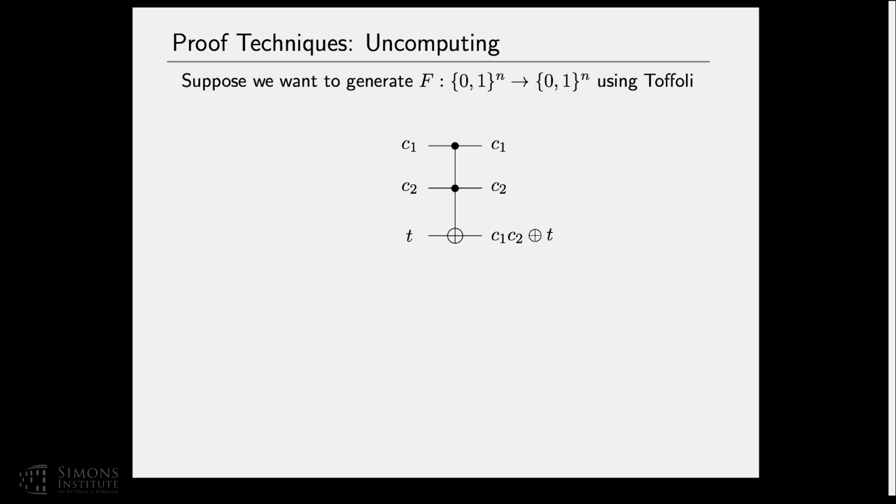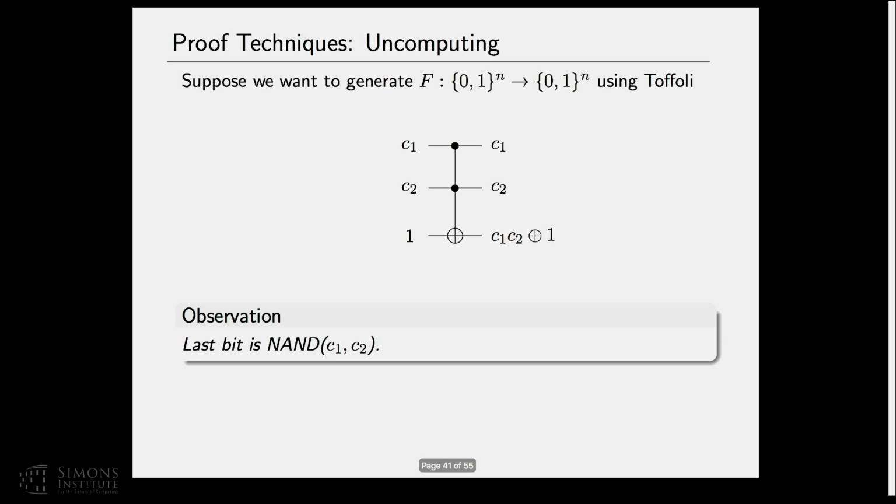So notice, this is the Toffoli gate, but if I replace this t here with a 1, then this last bit here is just a NAND gate. And we know that NAND is universal for computation, in the sense of many-to-one functions.